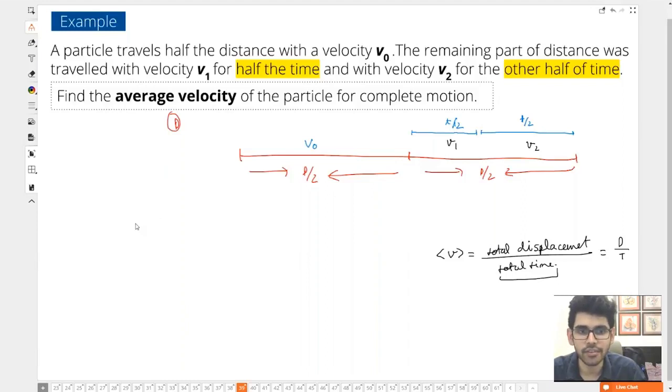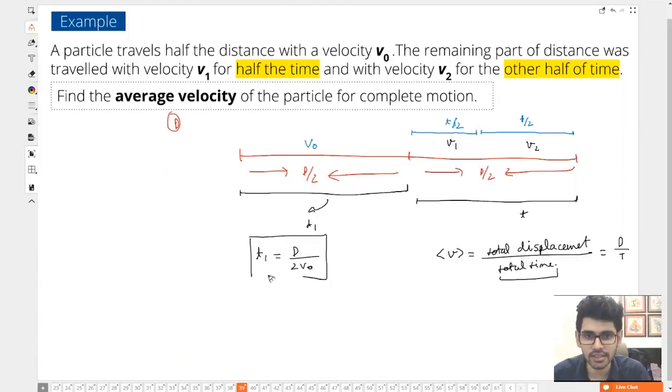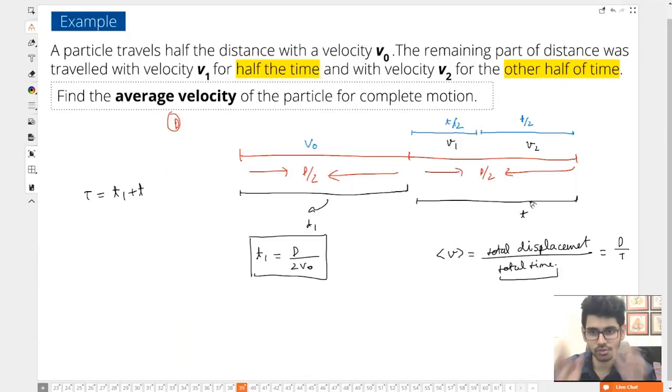Chalo, now let's quickly find what T is. The time taken for the first half will be t1, and the time taken for the second half is t. We know that. So t1 is equal to D by 2v0. Simple. Distance and velocity are given. Did everyone follow till here? t1 is this. And what is T? T is equal to t1 plus t by 2, so t.